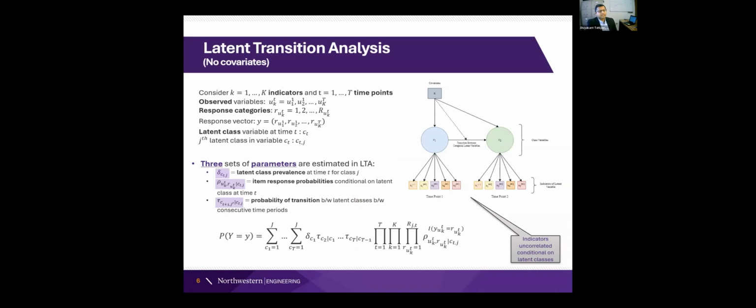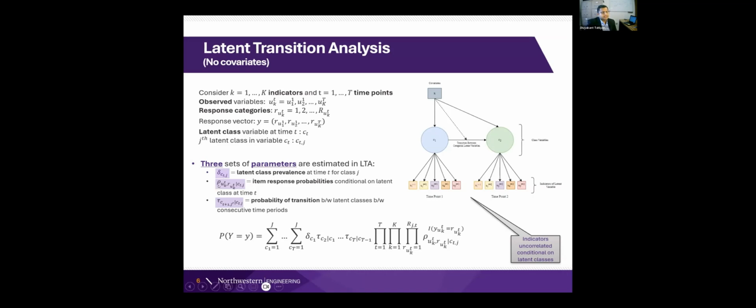On a mathematical level, there are really three different types of parameters that we estimate in a latent transition analysis. One of them is these delta terms. We call them latent class prevalence, and this gives you what percentage of people belong to a latent class at a time point. Since we are doing temporal analysis, this delta varies over time, which means it gives you an idea of what percentage of people belong to a latent class at time point 1, time point 2, time point 3, time point 4, and so on. By looking at how these percentages vary over time, you get a sense of how the behavior is varying over time. That's really the key here.